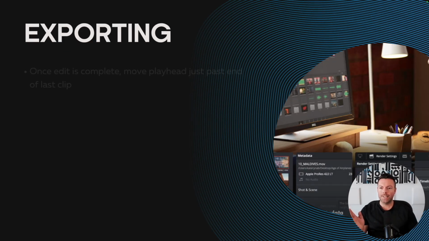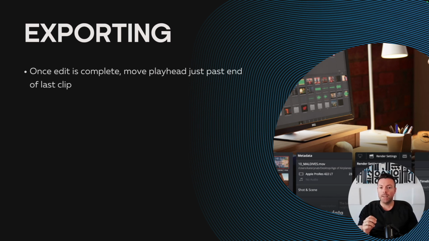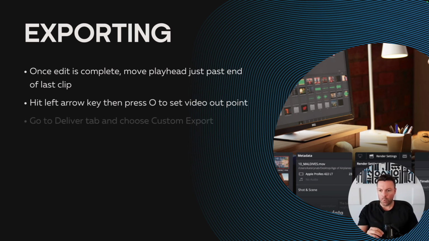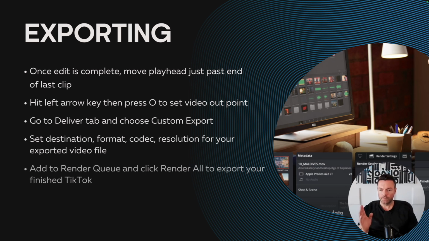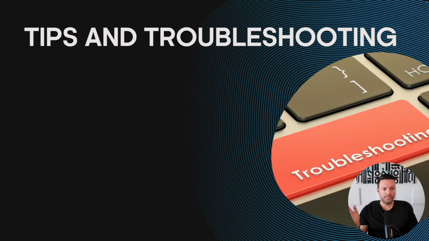Then let's get to finally exporting. Once the edit is complete, move the playhead just past the end of the last clip, hit left arrow key, then press O to set video out point. Go to the Deliver tab and choose Custom Export. Select destination, format, codec, resolution for your exported video file. Add to the render queue, click Render All to export your finished TikTok. Simple as that.